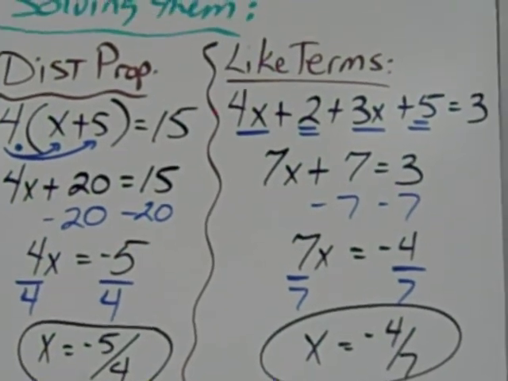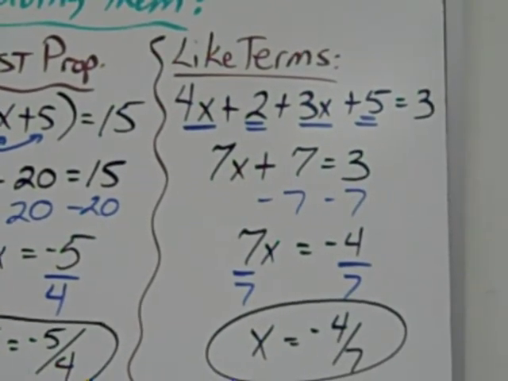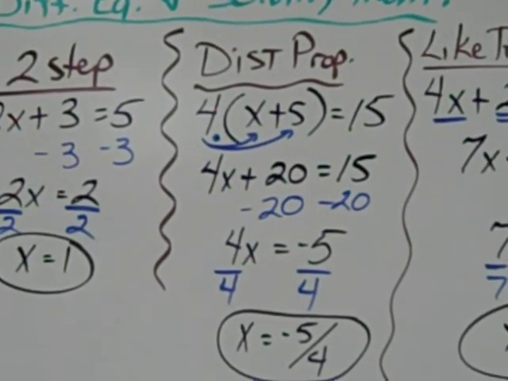So if we have just the like terms, no parentheses, we're going to again look for the letters being identical and our constants. Combine those and we filter through the steps that we've gone through in those problems.